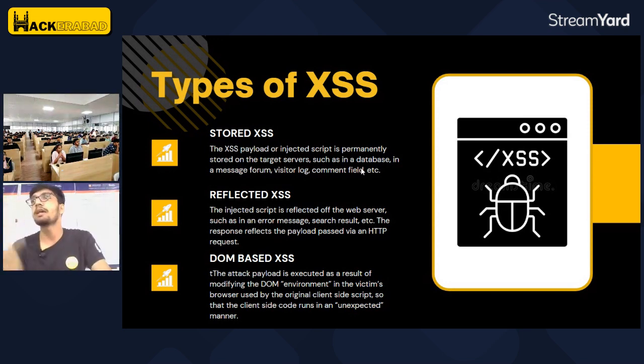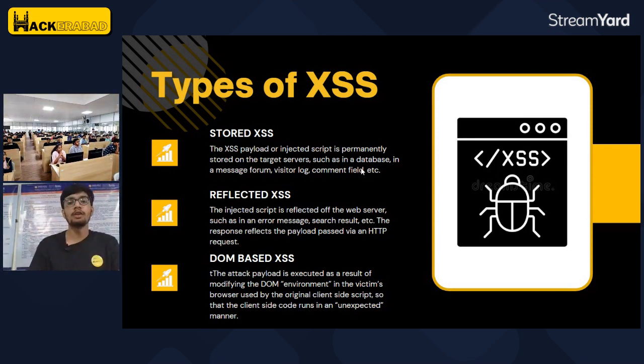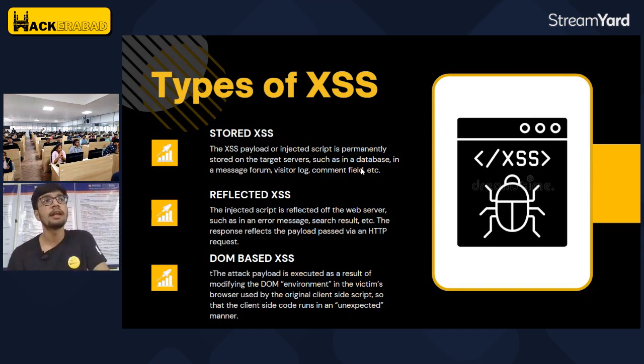It is being stored. It is the most dangerous form. You know where this can be stored? This can be stored in any place. For example, in my profile name, in my Instagram profile, for example, if I was able to store this in my name, every person who views my Instagram profile also will get it. They don't even have to click on the link. If they view, then the XSS payload is fired. So this is called stored XSS.